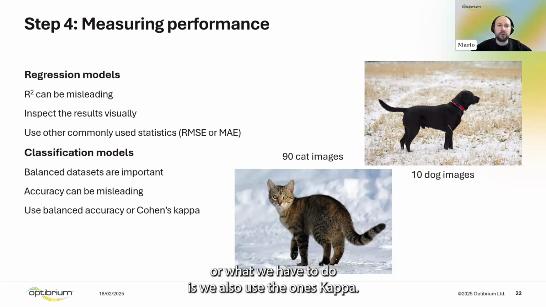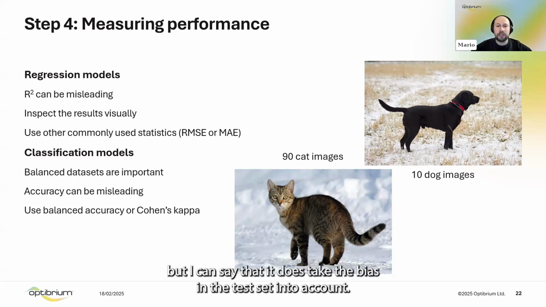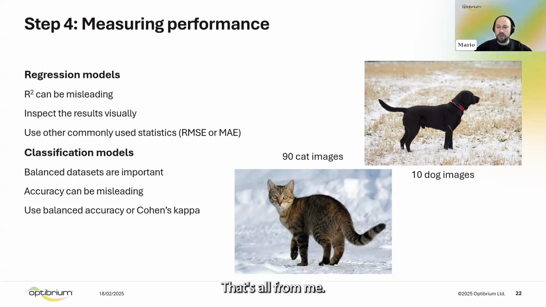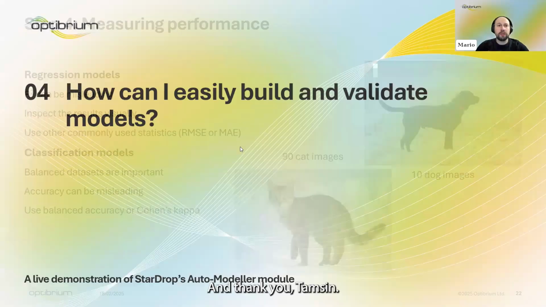Or what we at Optibrium do is we also use Cohen's kappa. Now, unfortunately, I don't have time to explain how Cohen's kappa works, but I can say that it does take the bias in the test set into account. And we're going to have a blog post about it at some point. So yeah, thank you. That's all from me, and back to you, Tamsin.